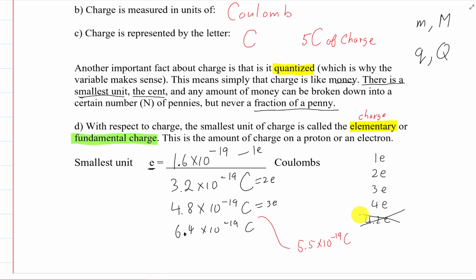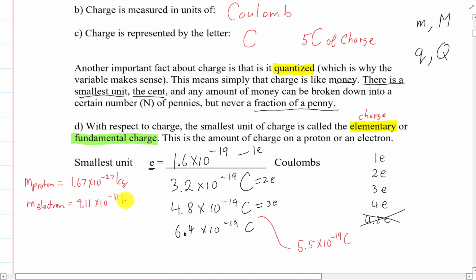We also are seeing this. How often do we have to look at this? Not very often. It's like, did you know mass is quantized? No. Well, it is. How so, Mr. Curl? Okay. The mass of a proton is 1.67 times 10 to the negative 27 kilograms. The mass of an electron is 9.11 times 10 to the negative 31st kilograms.